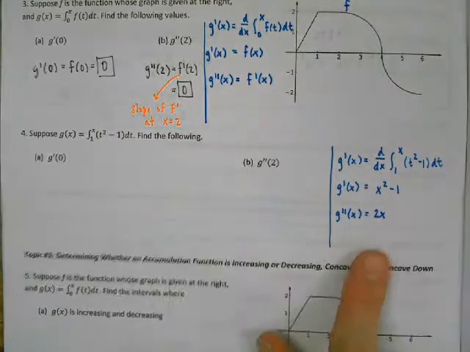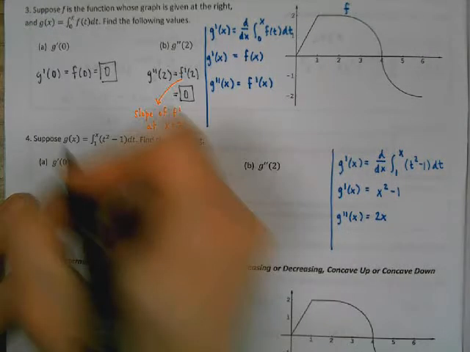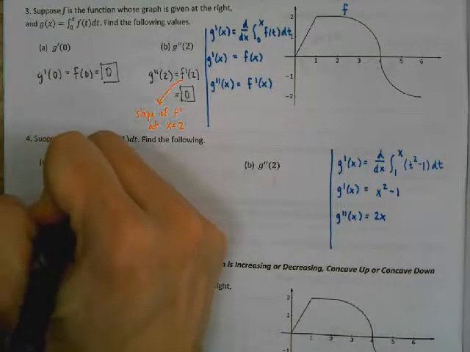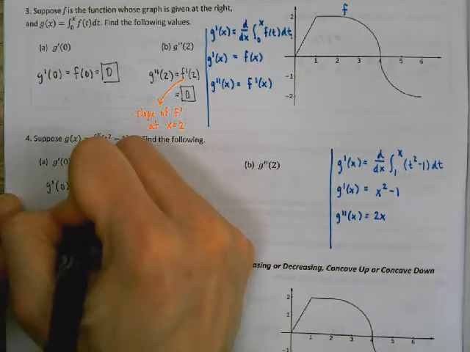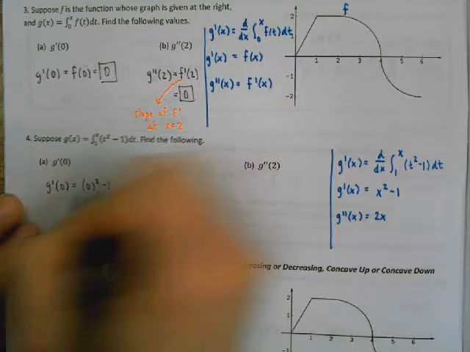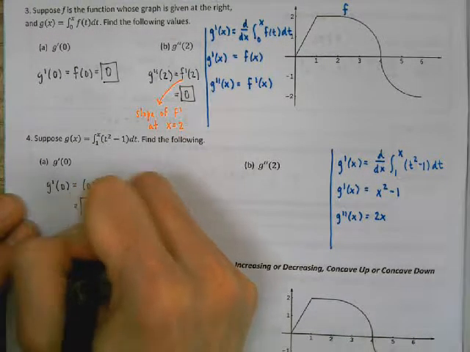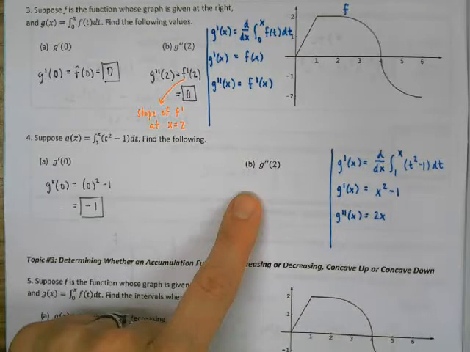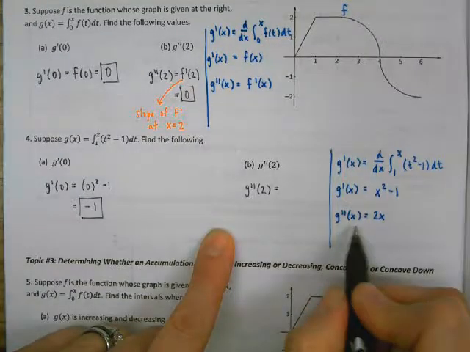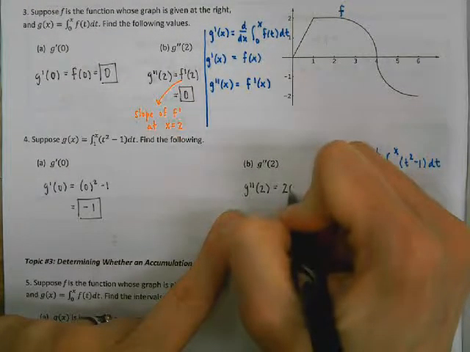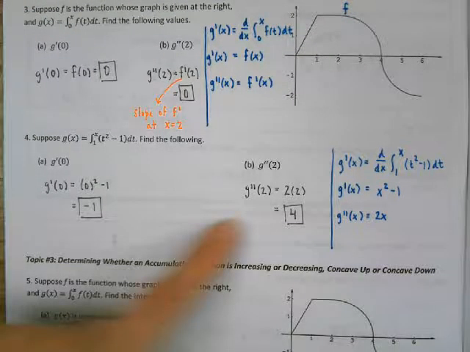So if I'm very careful about doing that beforehand, then finding these values becomes very easy. So now g prime of 0, I just go back to g prime of x, is just 0 squared minus 1, or negative 1. Okay, over here, g double prime of 2, g double prime was 2x, so it's just 2 times 2, or 4.